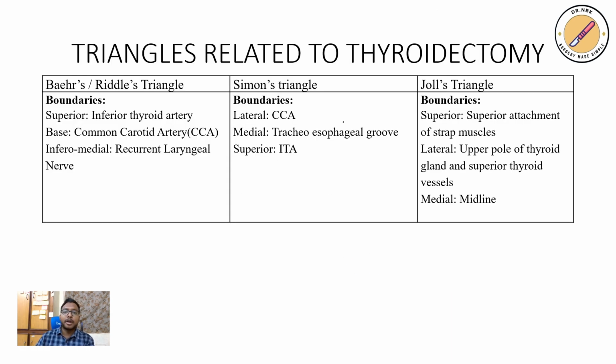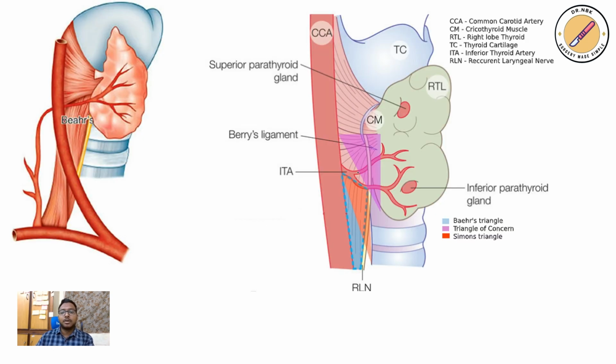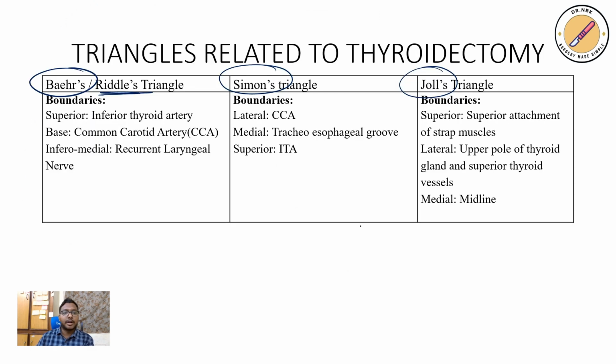Now, what are the important triangles related to thyroidectomy? One is Beahrs' triangle, which is also called Riddle's triangle. I'll show you the pictures. Another one is Simon's triangle. Next is Joll's triangle. We have discussed Joll's triangle in a previous video.